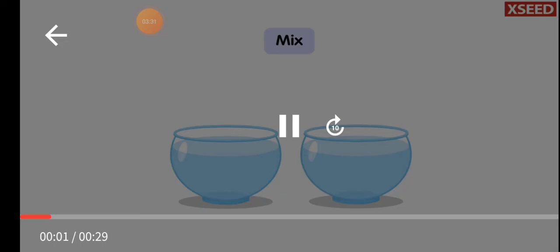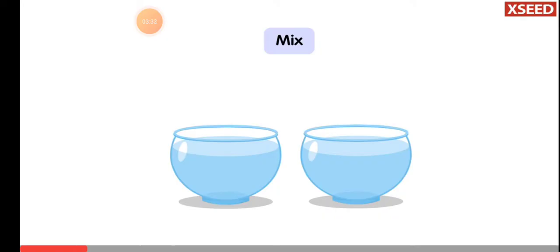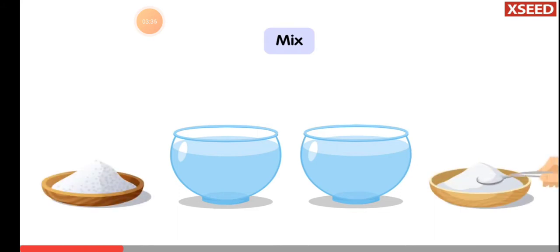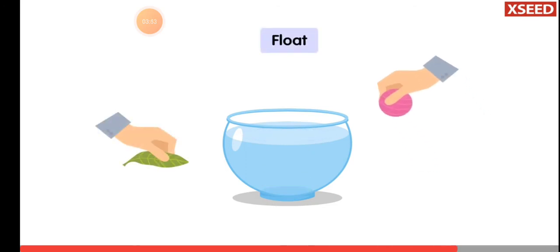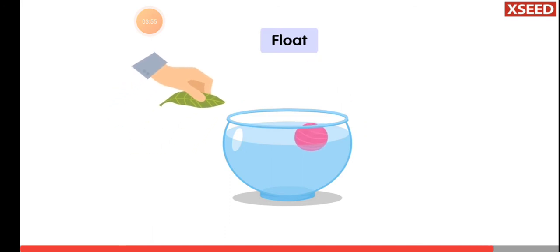Different things act differently in water. Salt and sugar mix in water. Iron nail sinks in water. Leaf and ball float in water.